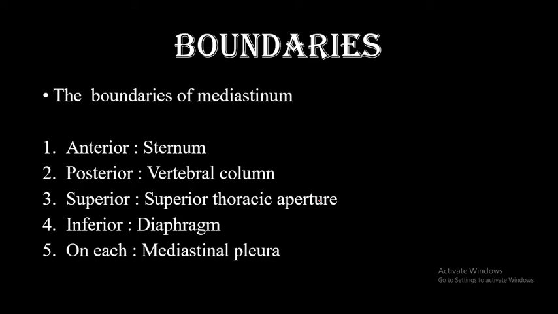So the structures surrounding and forming the borders of the mediastinum include the anterior boundary formed by the sternum, the vertebral column forming the posterior aspect, the superior thoracic aperture forming the superior aspect, and the inferior aspect formed by the diaphragm. On each side it is formed by the reflection of the parietal pleura onto the mediastinum, which is called the mediastinal pleura.